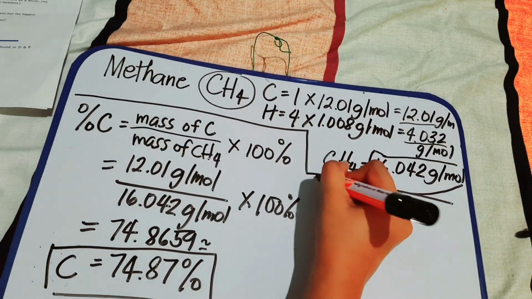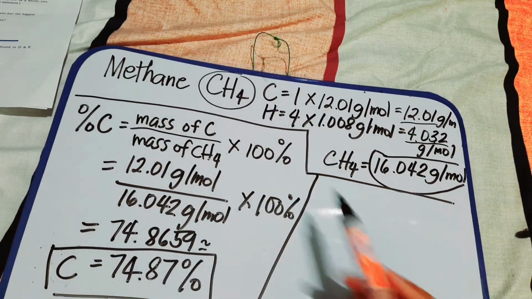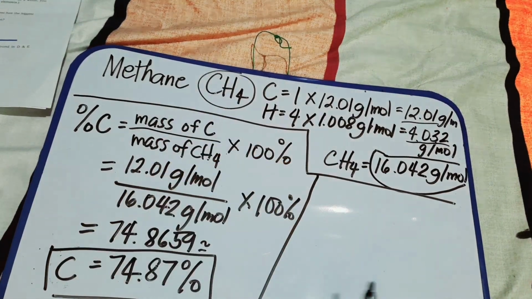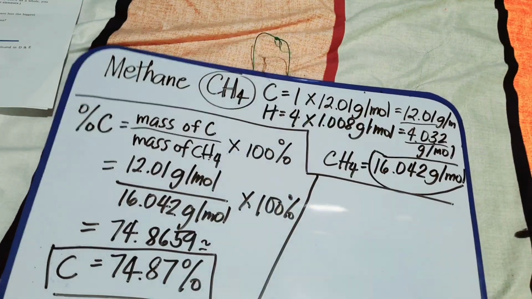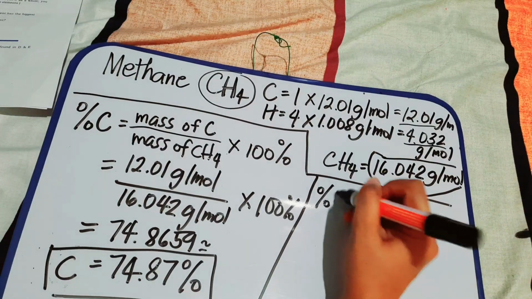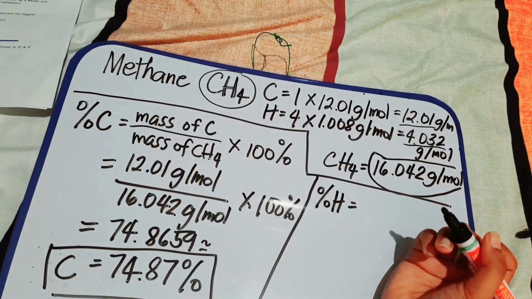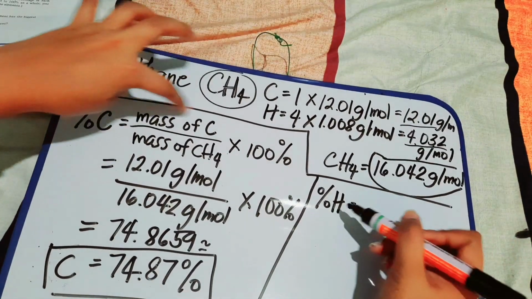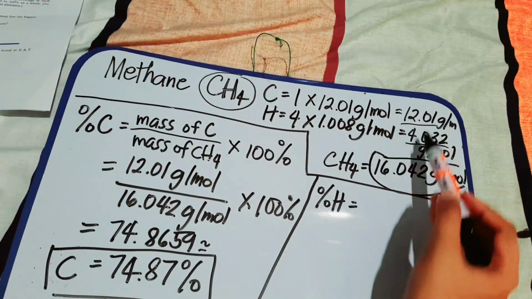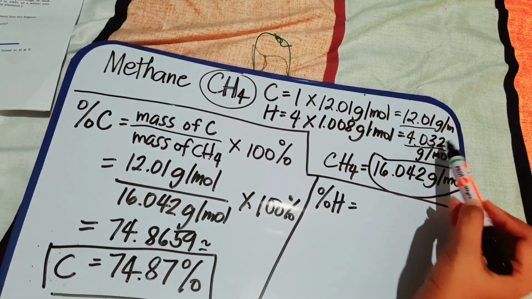Okay? Now, meron pang hahanapin dahil carbon pa lang yung hinahanap natin. Ano naman ang mass percent ng hydrogen? So, we have percent hydrogen is equivalent to ano yung mass ng hydrogen natin. Okay, balik tayo dito. So, we have 4.034.